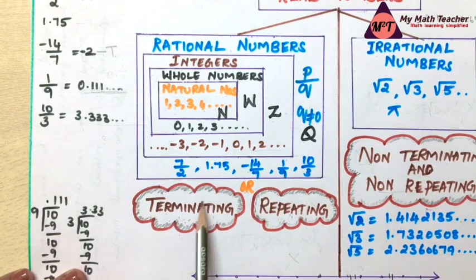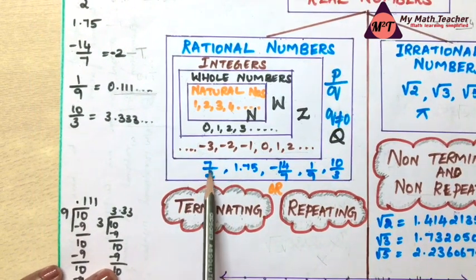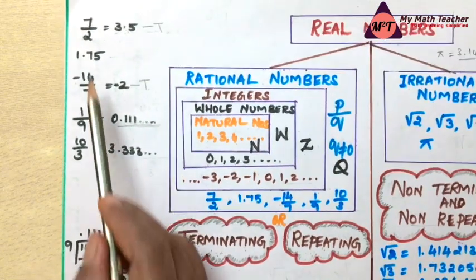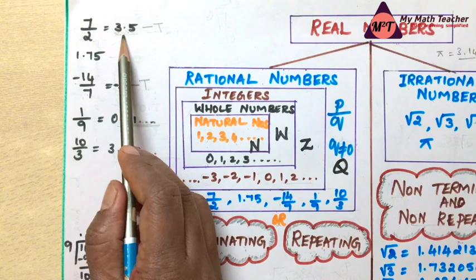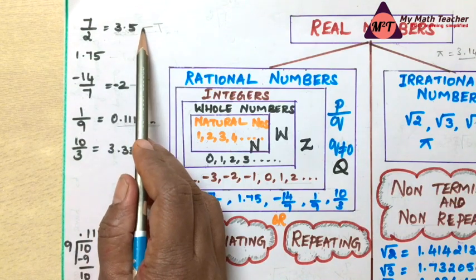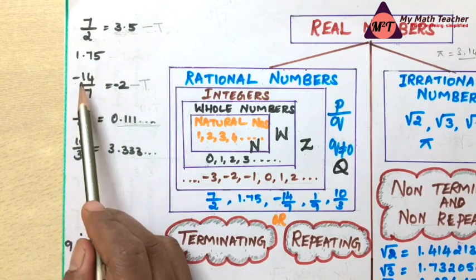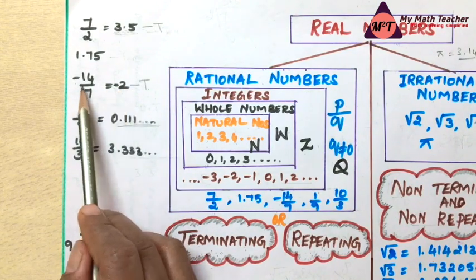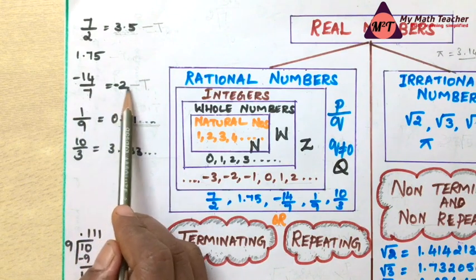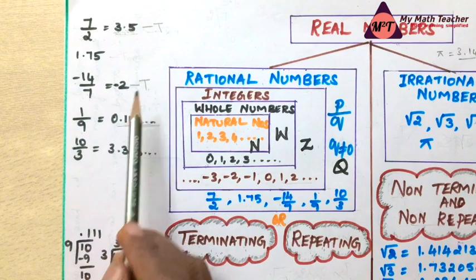Rational numbers are either terminating or repeating. So what is this? For example, 7 divided by 2. When I divide 7 by 2, the final answer is 3.5, which means the division ends. It is a terminating rational number. When you divide minus 14 by 7, we get minus 2 as the answer, which means the division ends. Finally, we get the value minus 2. This is also a terminating rational number.